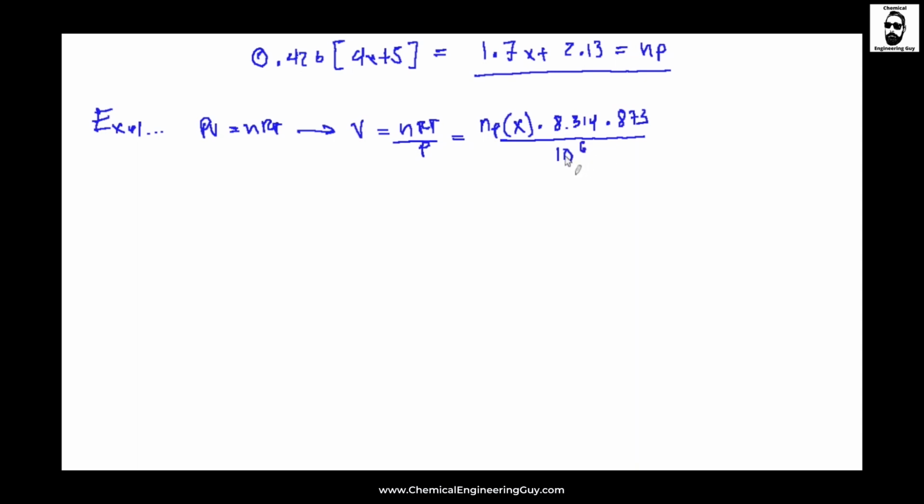So we are going to do a table in which we include X. We're going to give values of X from 0 to 1, and we are going to calculate the moles of products because we have this as a function of X. And with this, we're going to calculate the volume, which is a function of NP.